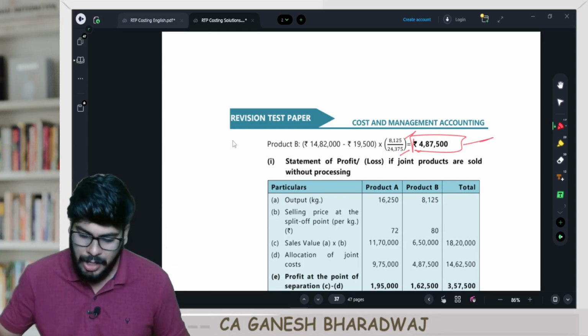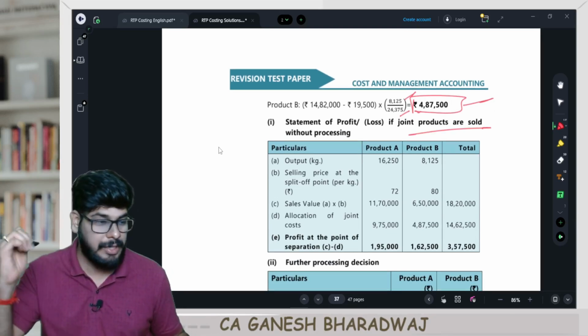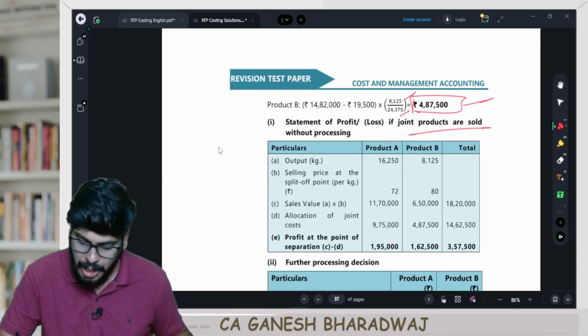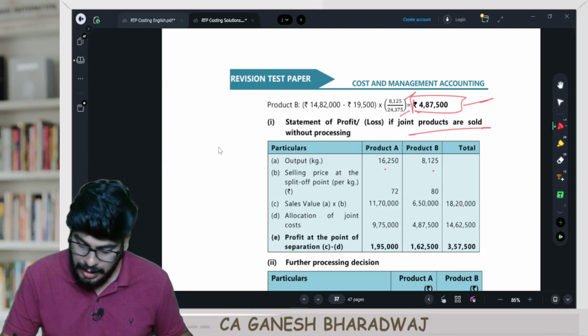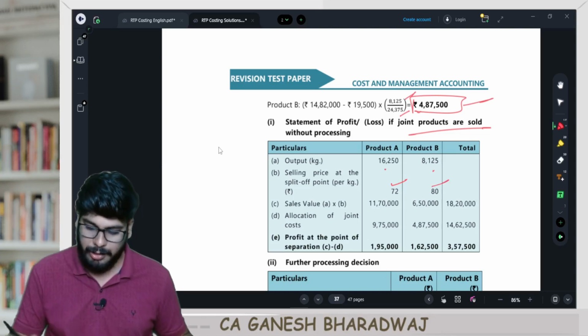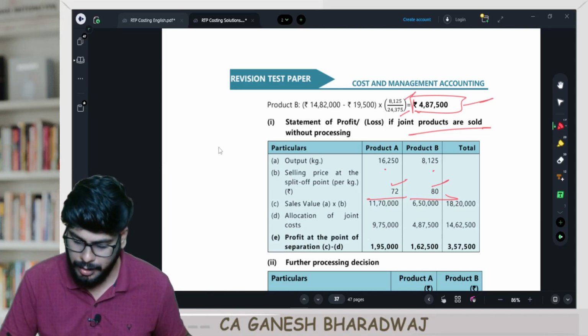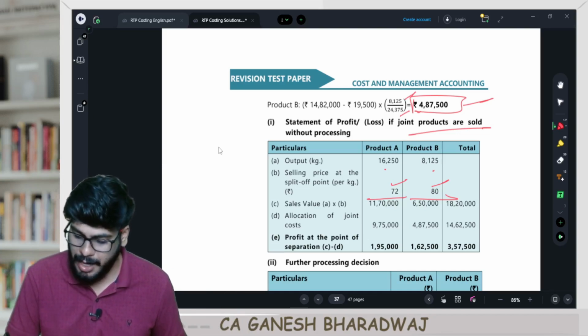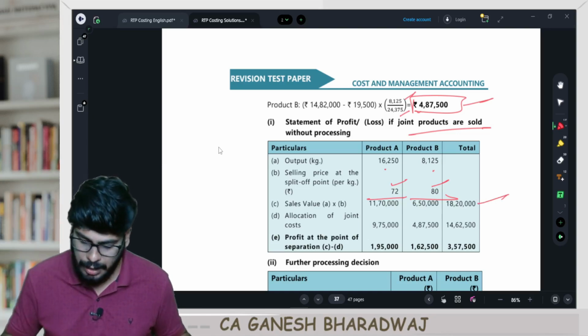Fairly a simple sum. So now what you need to do is a statement of P&L if the joint products are sold without further processing, meaning at the split off point. So output 16,250 and 8,125, right? Now the sale value at the split off point, these two figures are also given, 72 and 80 respectively. You multiply the two figures. Sales value is 11,70,000 for A, 6,50,000 for B. You add up the two, you get a total of 18,20,000, right?